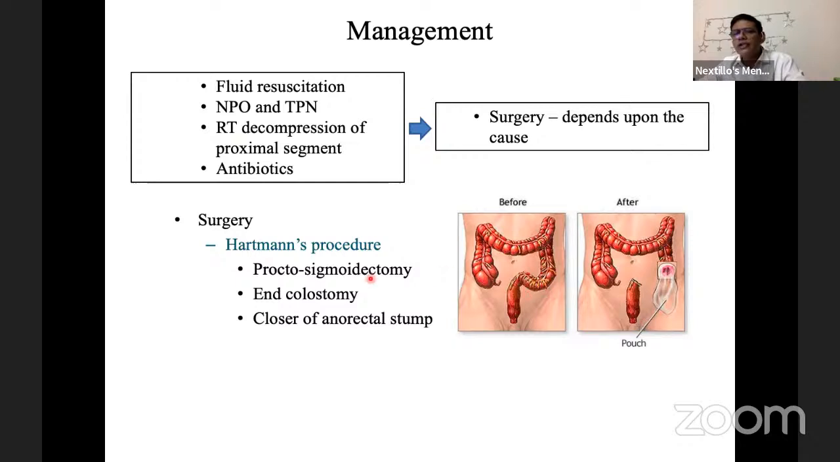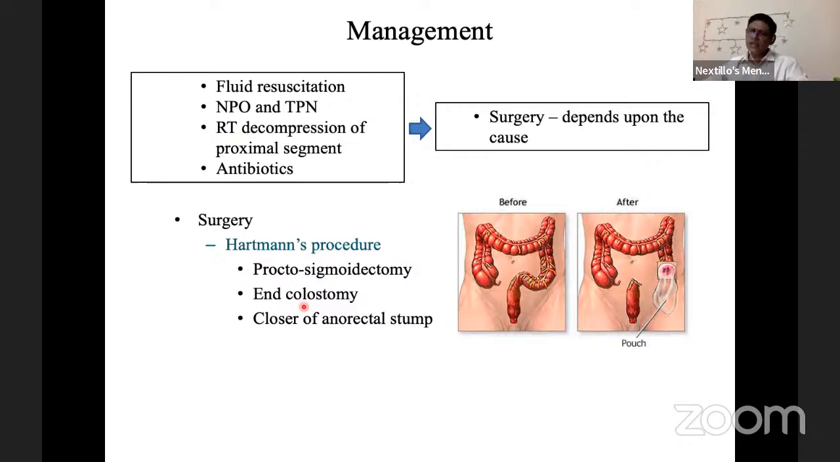This is known as the proctosigmoidectomy. The rectum and the sigmoid colon are removed. Then this proximal portion is brought out over here as a colostomy, and this is the colostomy pouch covering this opening. And the distal stump that is left here is closed from the upper side. This is the closure of the anorectal stump. So these are the three things to be done in the Hartmann procedure.